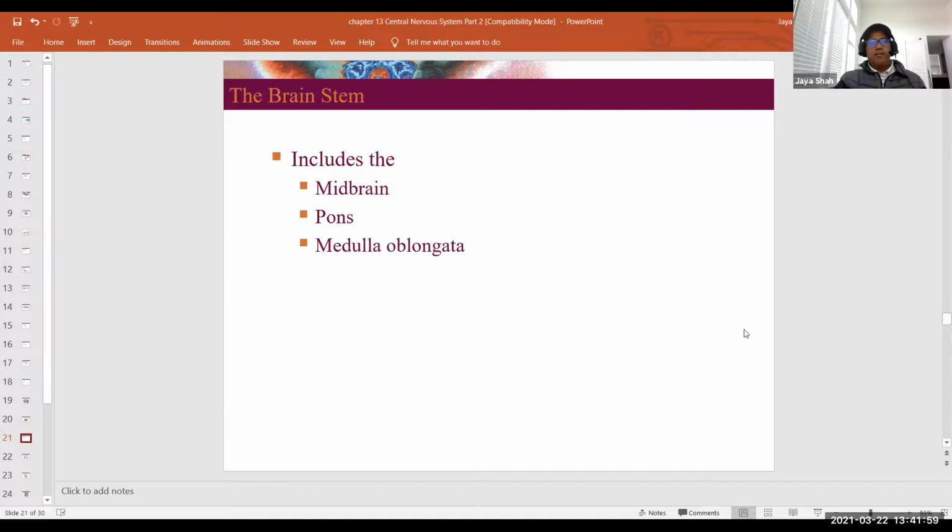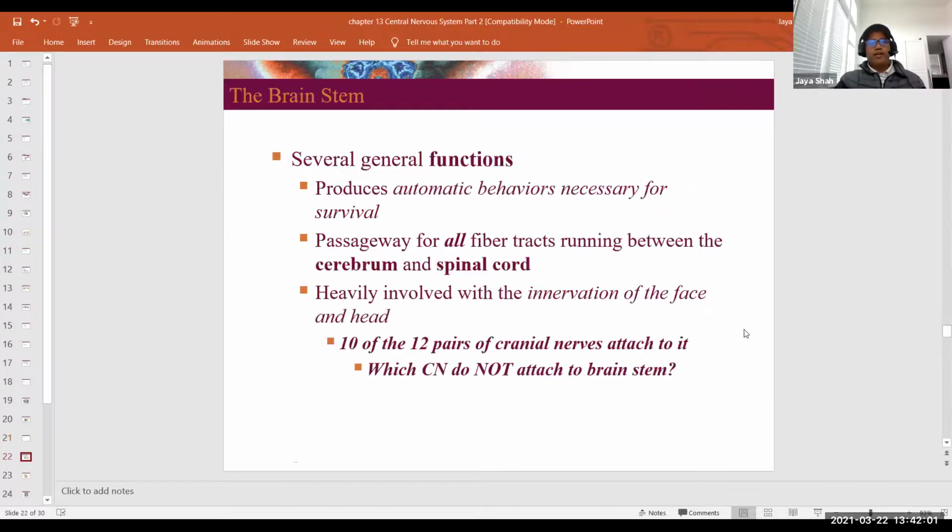The brain stem includes the midbrain, pons, and medulla oblongata. The brain stem has several functions: it produces autonomic behavior necessary for survival. So all the autonomic behavior like automatic breathing, automatic heart contraction, automatic blood pressure maintenance, everything, our hormone release, everything is controlled by the brain stem.